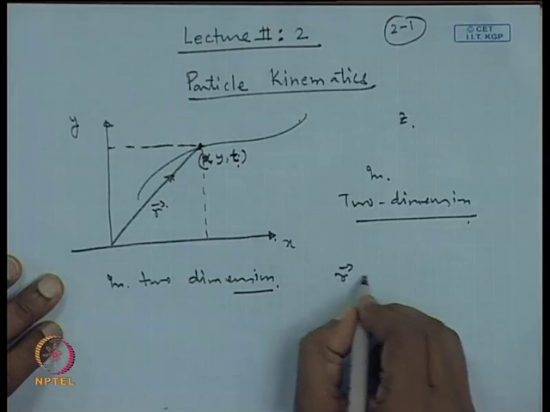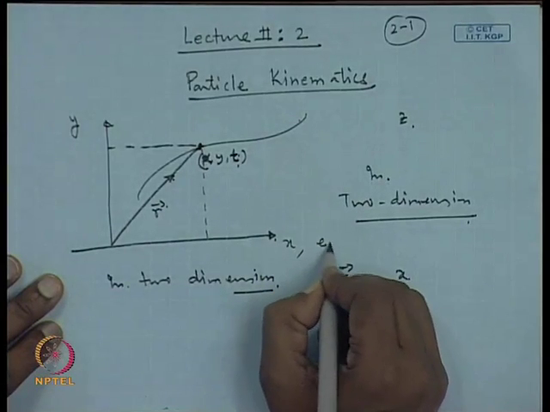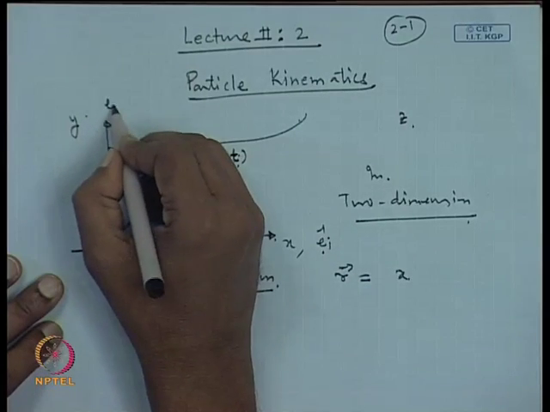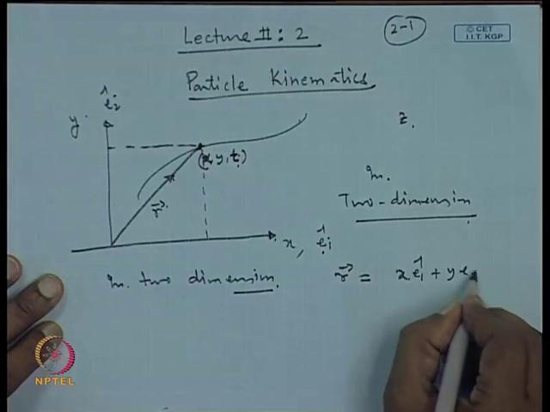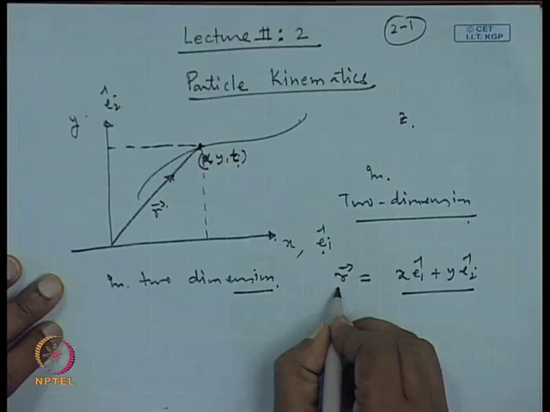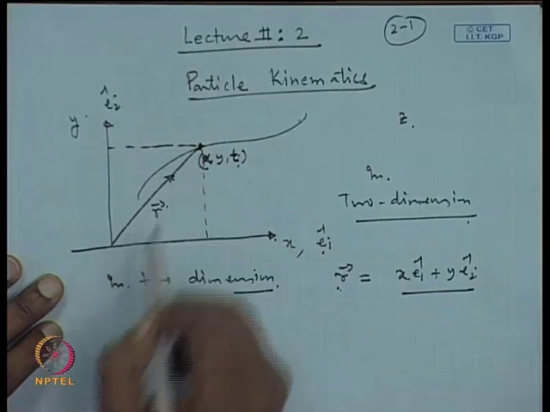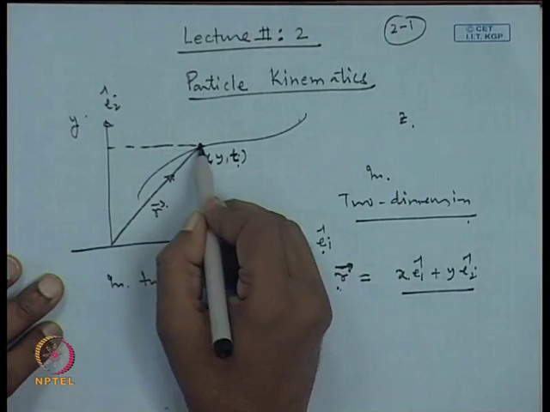So, in 2 dimensions, we can write r as x, say along this direction, let us say E 1 is the unit vector, and along this direction E 2 is the unit vector. So, x E 1 cap plus y E 2 cap will be the coordinate of this particle written in vectorial terms. So, this is a vector.